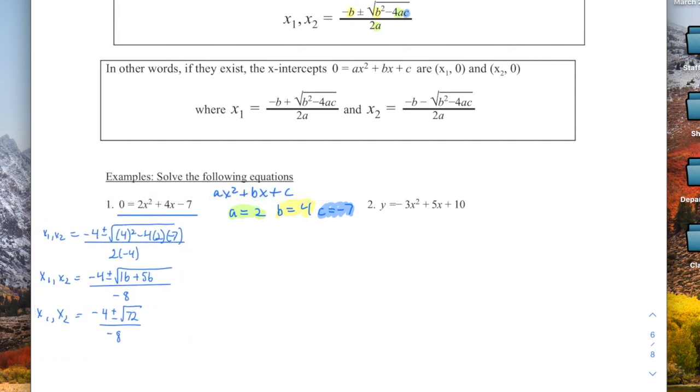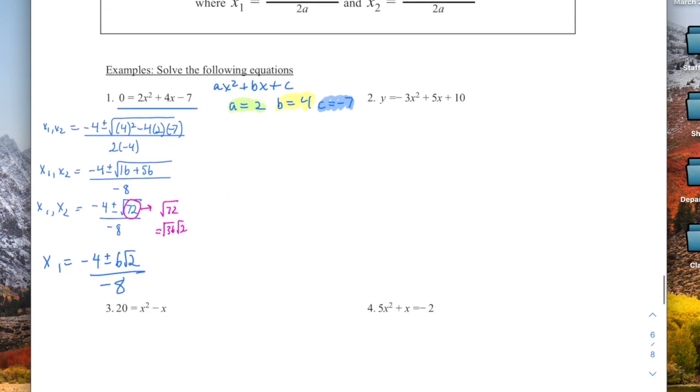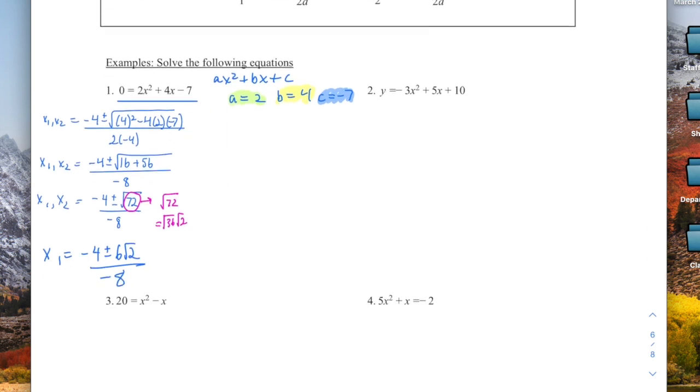Okay, so in the next step, we have to remember, if I'm asking you to solve exactly, we know that this is just root 36 root 2. Okay, and what I would do to simplify this is I would look at the -8 in the denominator, and I would change all of the signs to get rid of that -8.